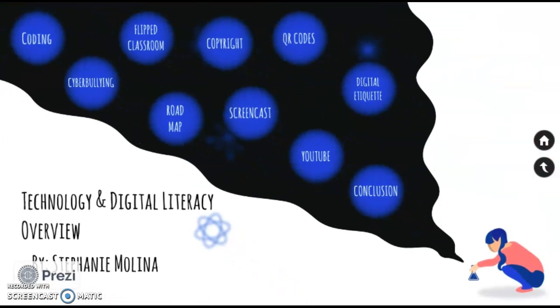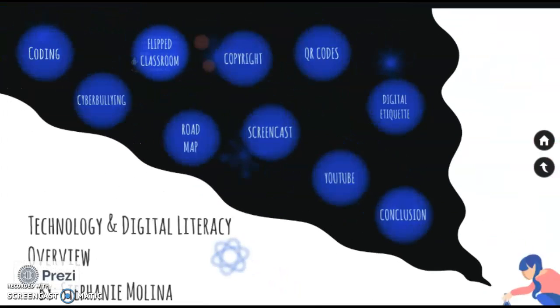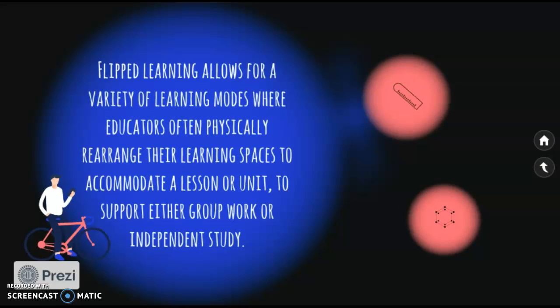After cyberbullying, we're going to go into our flipped classroom. Flipped learning allows for a variety of learning modes where educators often physically rearrange their classrooms or learning spaces to accommodate either a lesson or a specific unit and to show support for group work as well as independent studying.